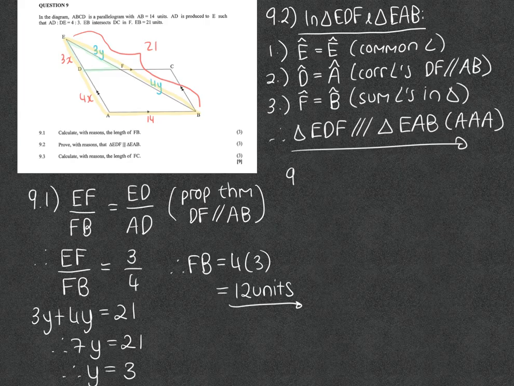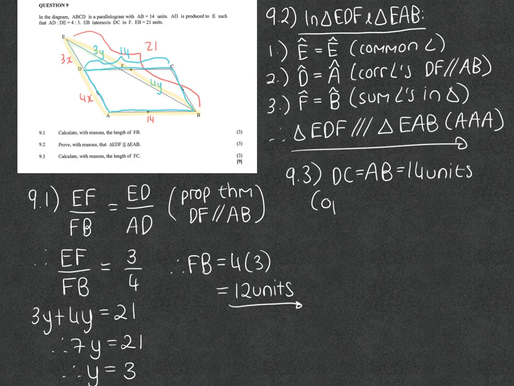Then it says 9.3, calculate with reasons the length of FC. Okay, so do we agree? The information given to us earlier was that this was a parallelogram, which means that this distance here is 14, opposite sides in a parallelogram. Let's put that in. So we're going to say DC equals AB, which equals 14 units. Reason, opposite sides in parallelogram equal.